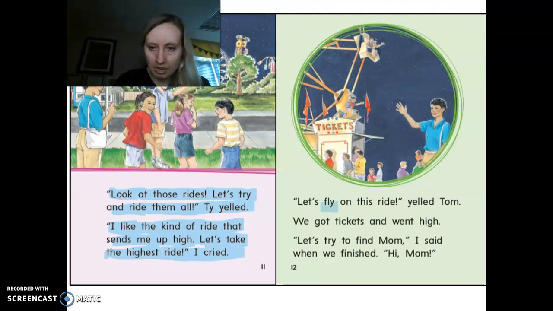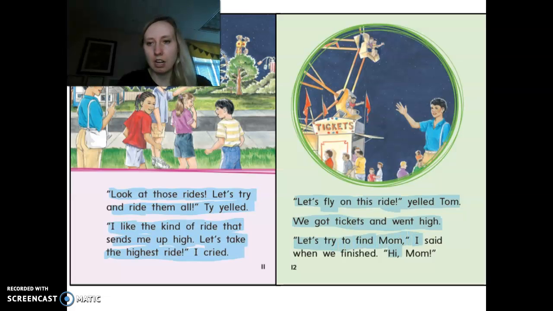Okay, fly, ride, high. Okay, here we go. Let's fly on this ride, yelled Tom. We got tickets and went high. Let's try to find Mom, I said when we finished.